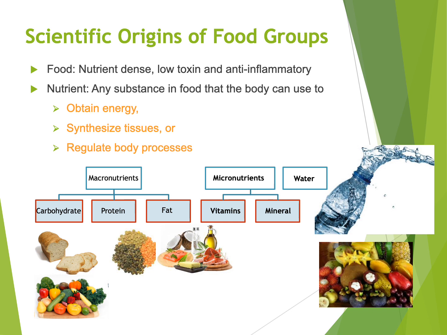In this slide, we have scientific origins of food groups. Food is nutrient-dense, low-toxin, and anti-inflammatory, and a nutrient is any substance in food that the body can use to obtain energy, synthesize tissues, or regulate body processes. Nutrients can also be divided into two: essential nutrients and non-essential nutrients. An essential nutrient is a substance that must be obtained in the diet because the body either cannot make it or cannot make adequate amounts of it. A non-essential nutrient is one that the body can make in sufficient quantities if it is lacking in the diet.